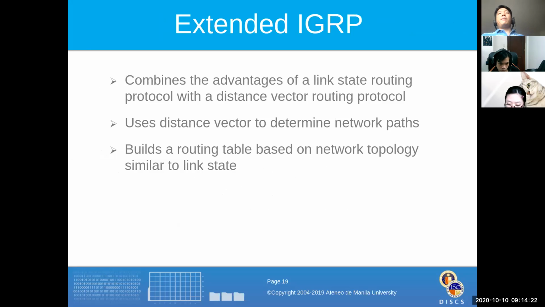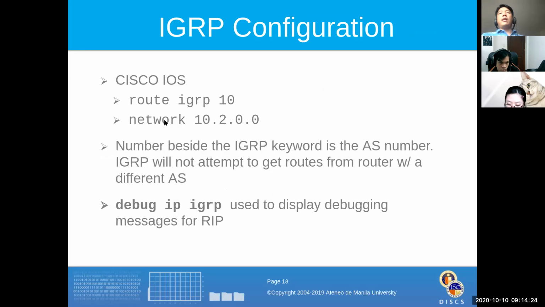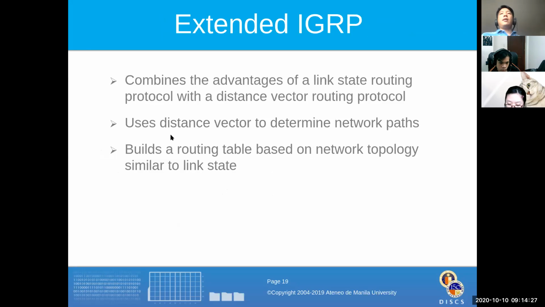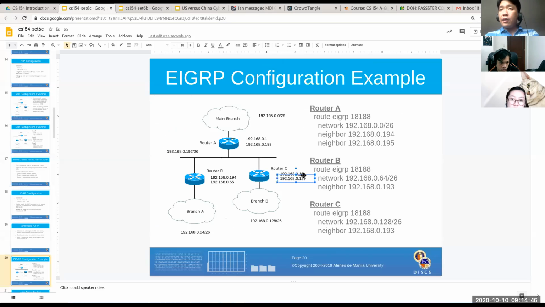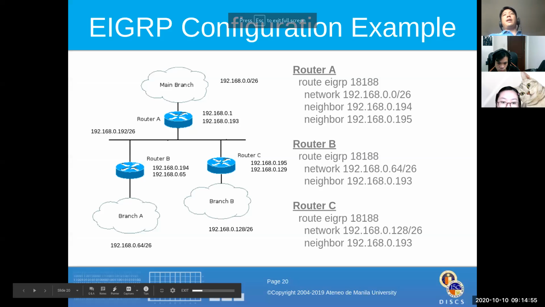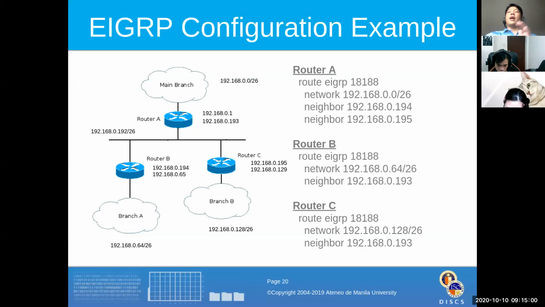And you have extended IGRP. Again, the syntax is the same: route, network, neighbor. That's it. EIGRP is just an extended version of this protocol, right? And this is how the syntax works. So again, it's similar, except that I added the AS number here, right? And this slide also has the problems of the previous slide. Okay. So IGRP, EIGRP, and RIP all have the same syntax. Define route, network, neighbor.